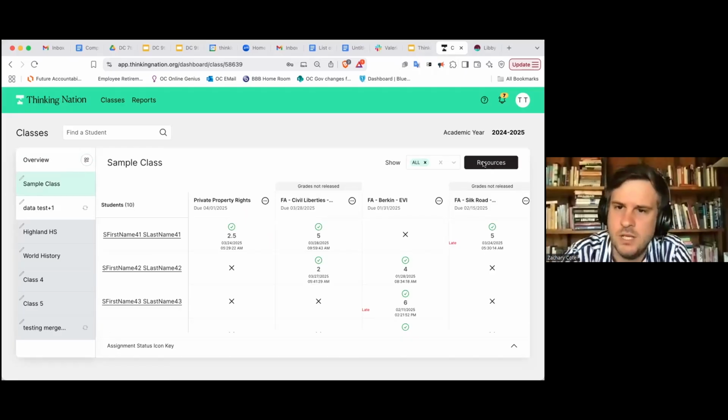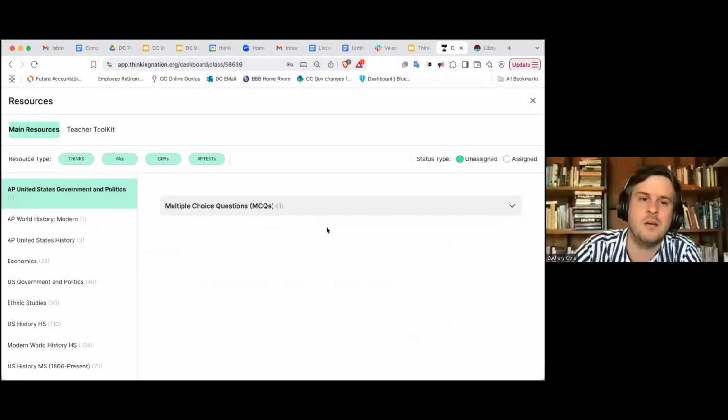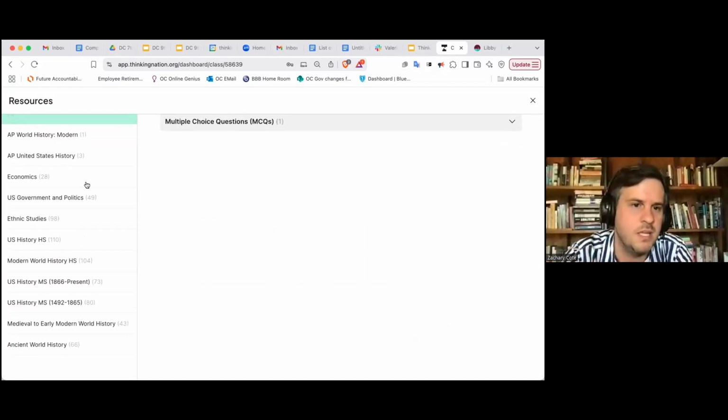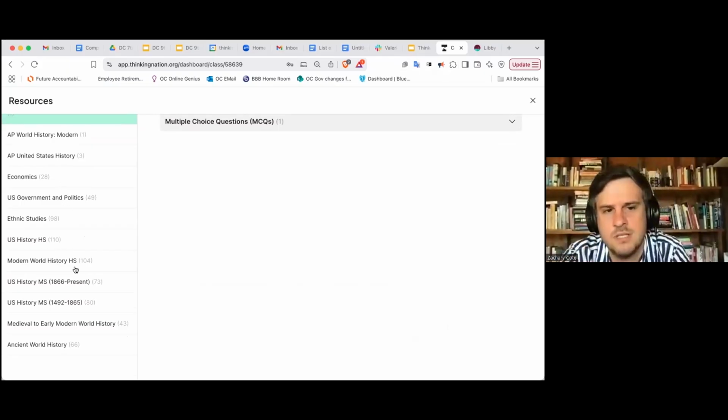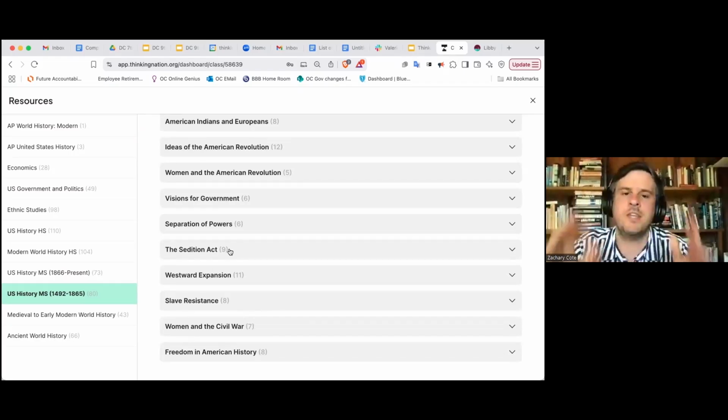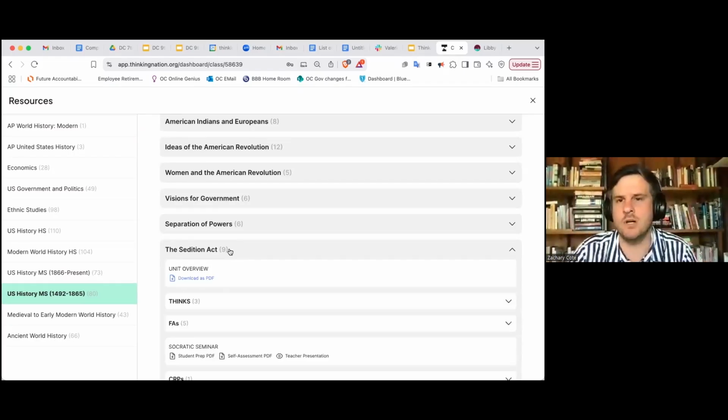If I click this button that says resources, that resource bank opens up, and you can see all the different courses that Thinking Nation offers. At the high school level, we have econ, government, ethnic studies, high school U.S. history, modern world history, and at the middle school level, we have U.S. history, medieval to early modern history, and ancient world history. And so let's look at one unit as a case study for looking at the resources.